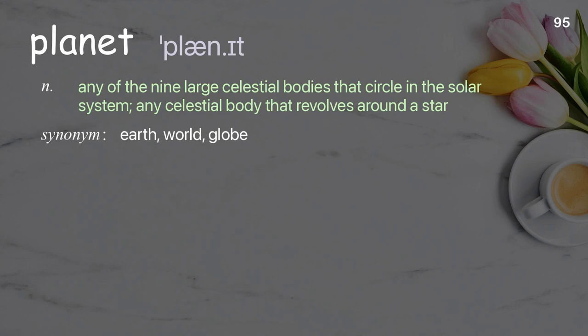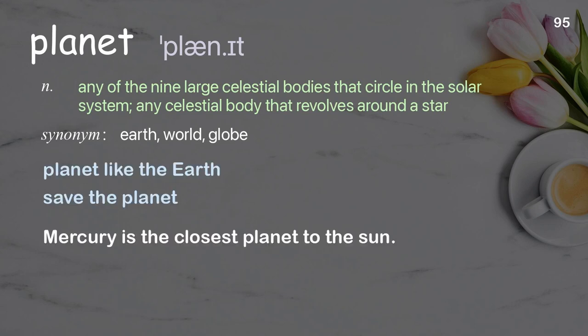Planet. Any of the nine large celestial bodies that circle in the solar system, any celestial body that revolves around a star. Examples: planet like the Earth. Save the planet. Mercury is the closest planet to the Sun.